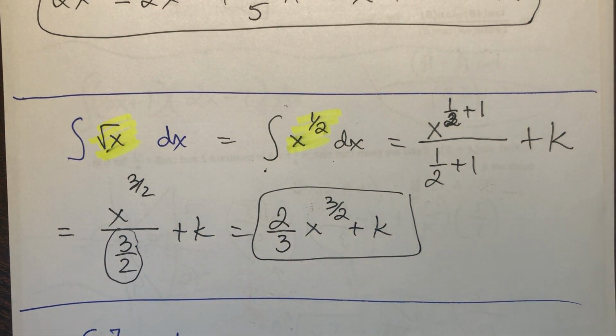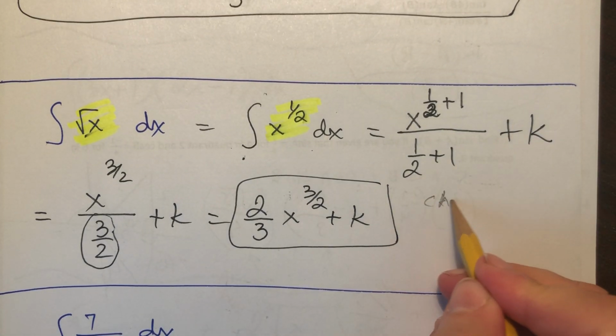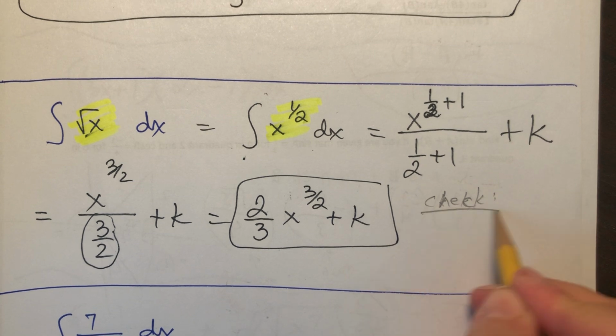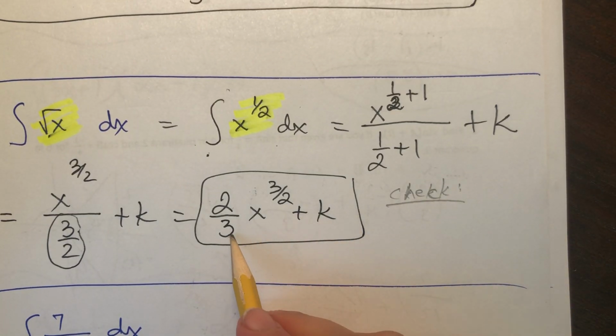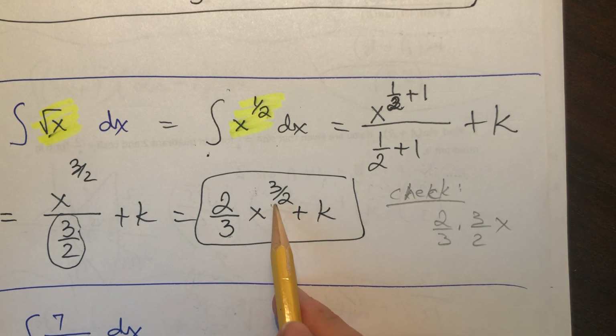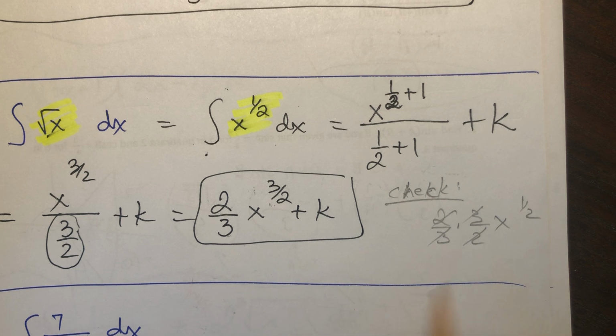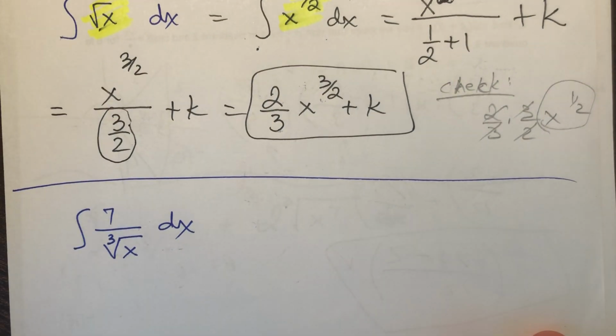So there's your answer. Now, again, you're very welcome to check. What's wrong here? When I check this and I'm taking the derivative of it, 2/3 times the derivative of this, I'm going to bring the 3/2 down. X to the 1 less than 3/2 is 1/2. So all this goes away. I'm left with the x to the 1/2, which is the square root of x. Yes, and of course that constant goes to 0. All right. Let's try another one.